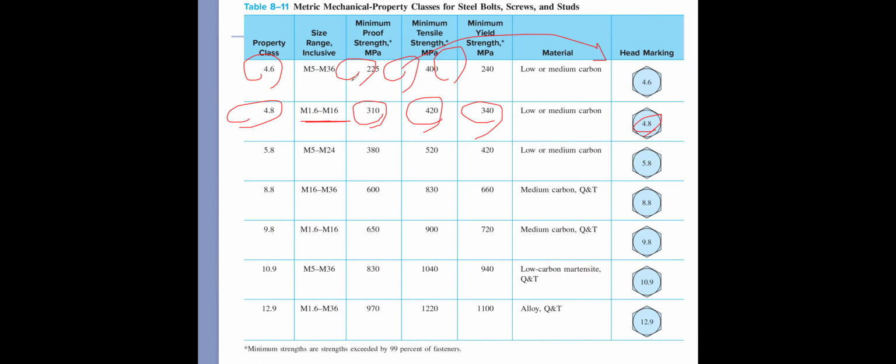So how to get those numbers? Maybe I'm gonna skip this in this course. You can just look for some handbook. There's a rule to define why the class is 4.8 and why its proof strength is 310, why the tensile stress is 420, and why the yield stress is 340. It's not a randomly picked value. There's a spec rule for this property class. I'm gonna skip this topic here, but you can simply check the table.